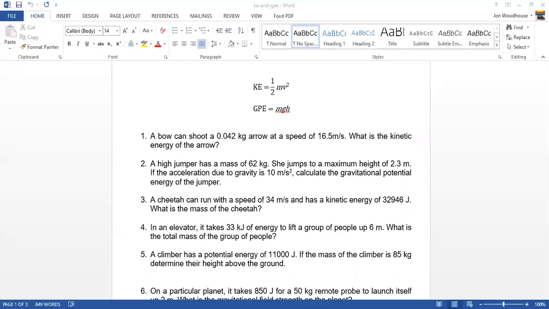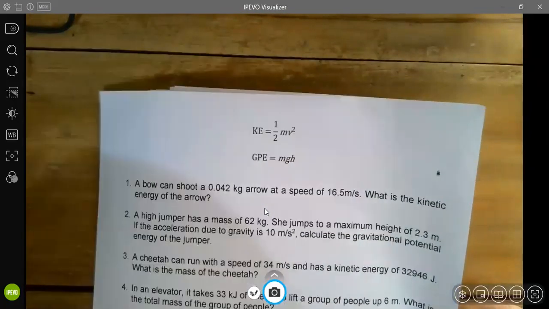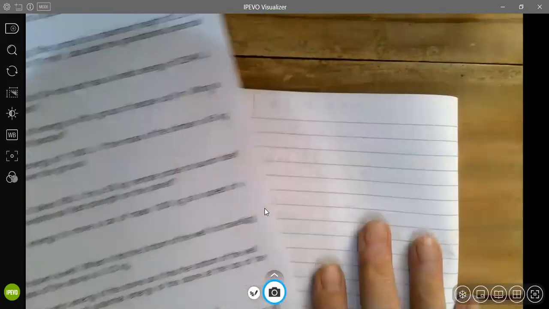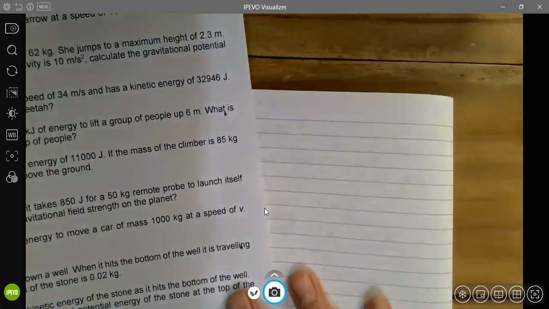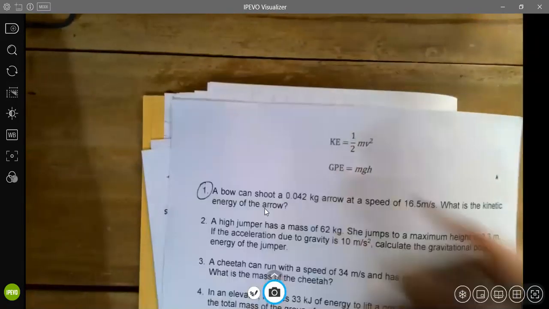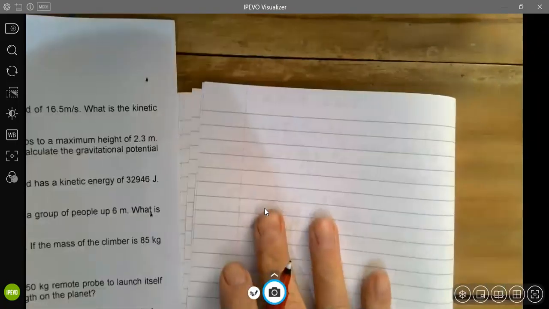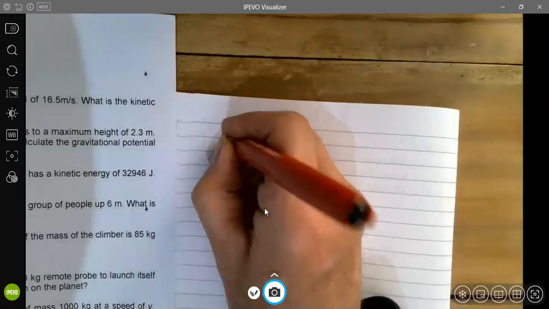So let's put the visualizer on. There we are. Here we go, there's our sheet. We'll just do one kinetic energy problem and one gravitational potential energy problem. So let's do number one, and let's do number two as well.